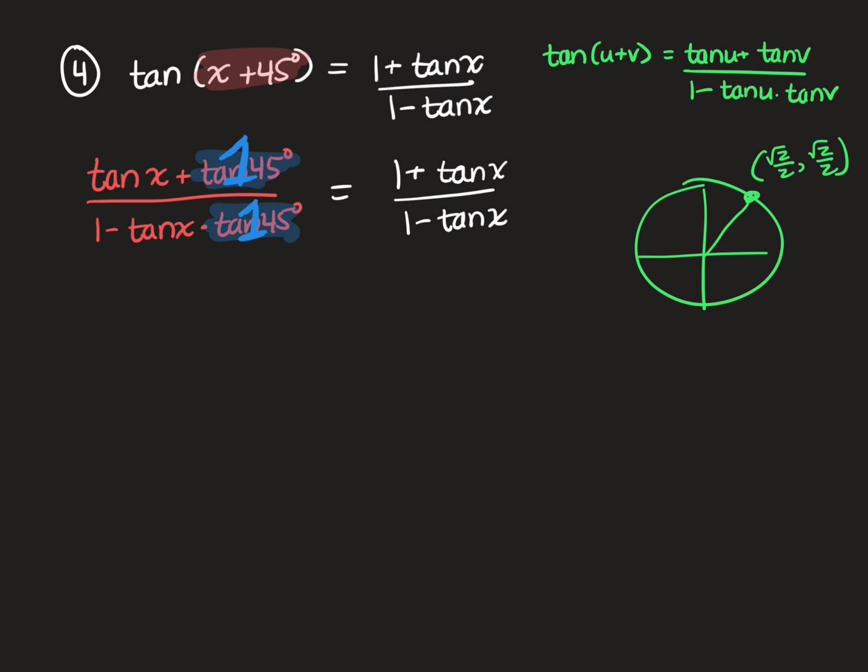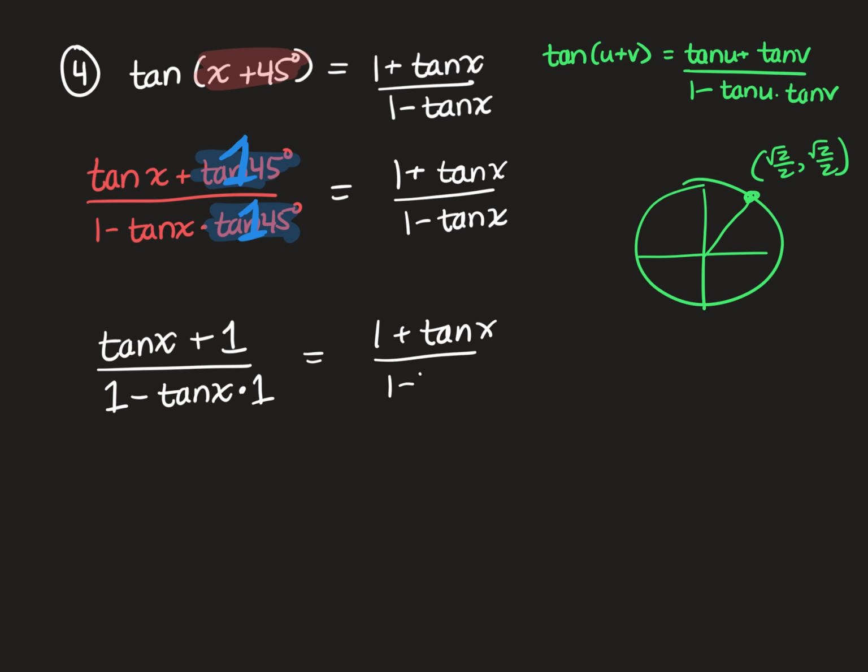So what that looks like when we rewrite it is tangent of x plus 1 over 1 minus tangent of x times 1. Now, we can clean that up just a little bit, but you should be able to see how that is the same as what's written on the other side with just one quick little additional rewrite.